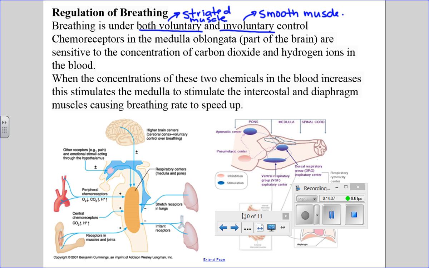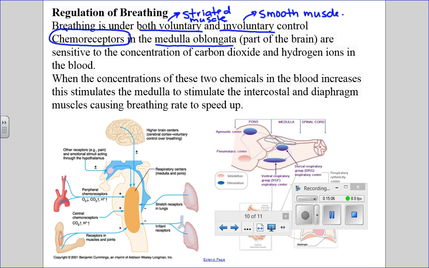So what happens for your brain to control breathing automatically so that you don't have to think about it is that you have chemoreceptors. That is a receptor that detects a chemical substance. Now, where are these receptors? They are in something called your medulla oblongata.